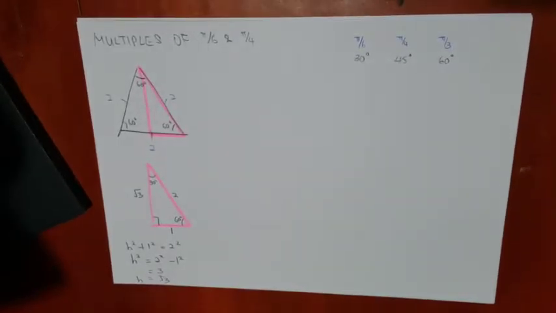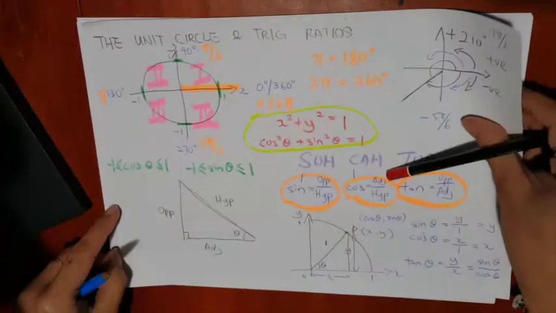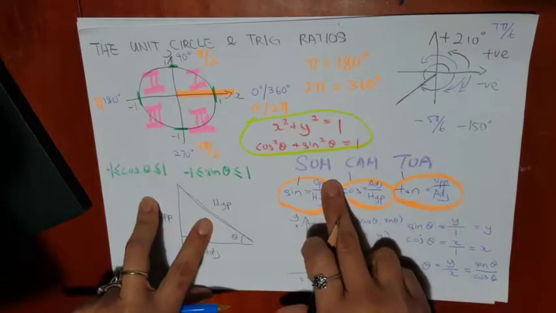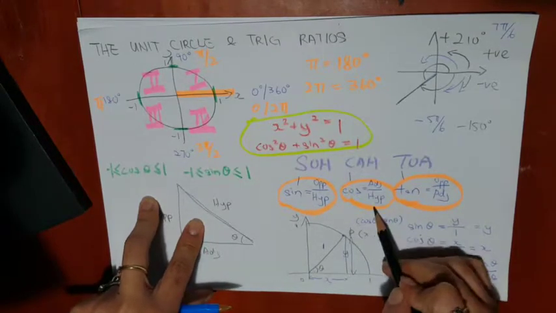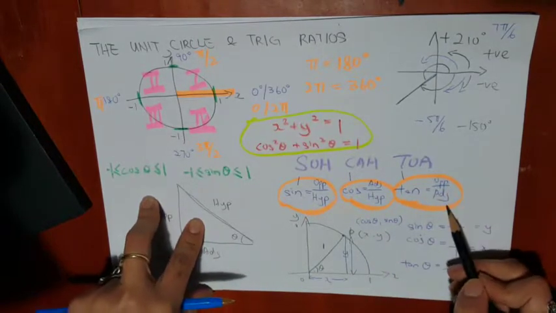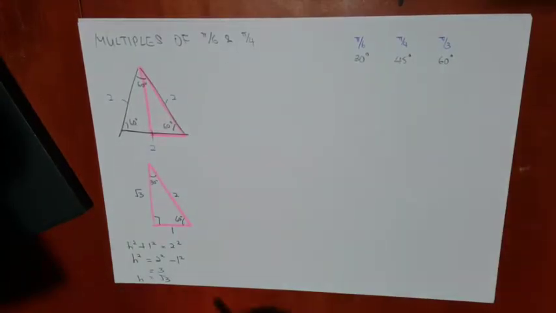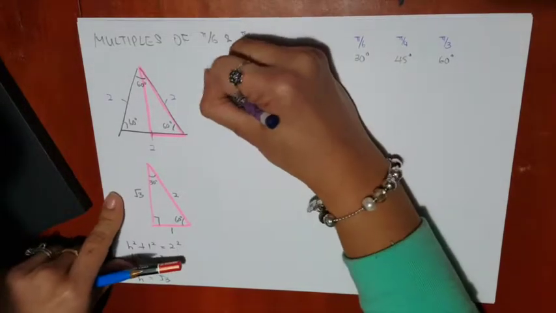Now, because this is about trigonometry, how is this related to sine, cos, and tangent? Remember, the first time we learned this, we have a magic word called SOHCAHTOA. SOH is sine equals opposite over hypotenuse, CAH is cos equals adjacent over hypotenuse, and TOA is tangent equals opposite over adjacent. So we are using the same method here. Let me just copy out the magic word, SOHCAHTOA.